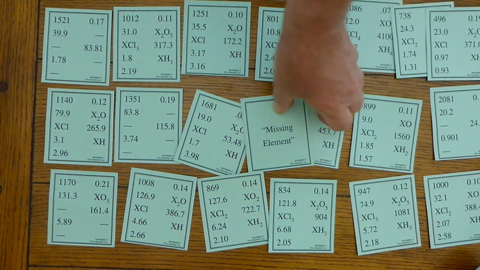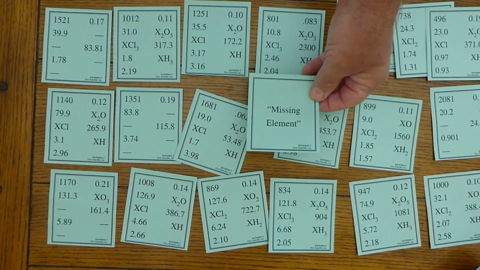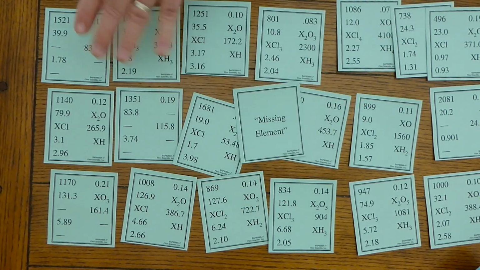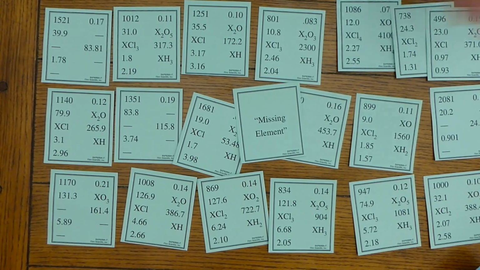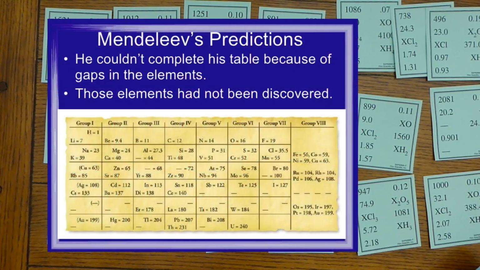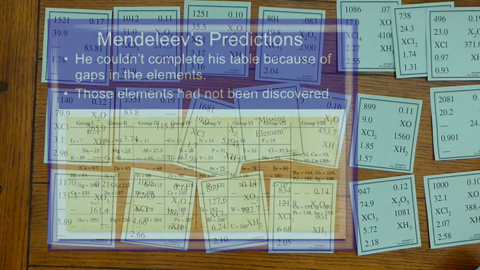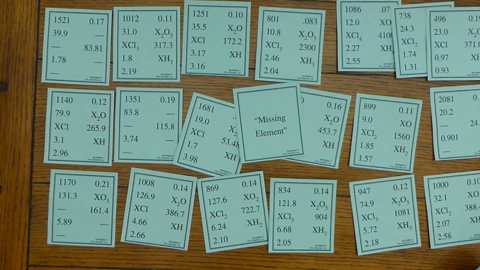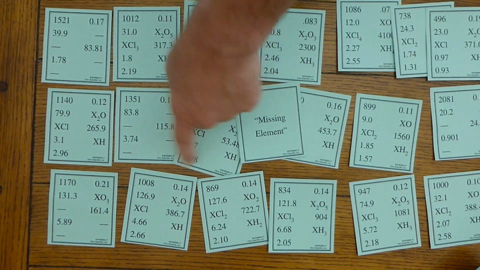Also notice in the instructions, there's a card that says missing element. So there is a missing element out there, just like Mendeleev's original periodic table left gaps for elements that were missing. There is a missing element within the cards so students can try and figure out, what kind of element would that be? What are the properties of each one?